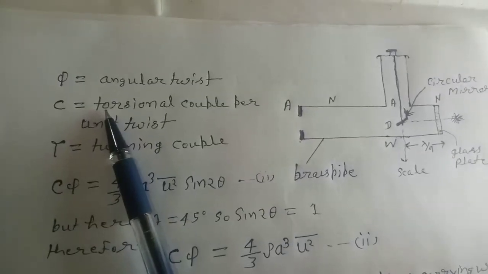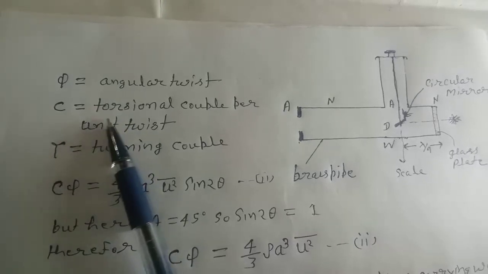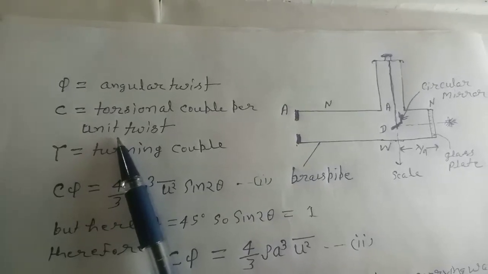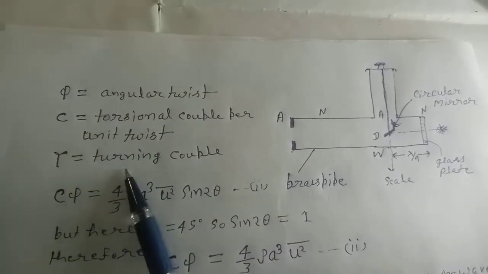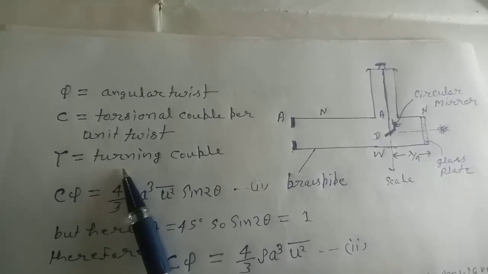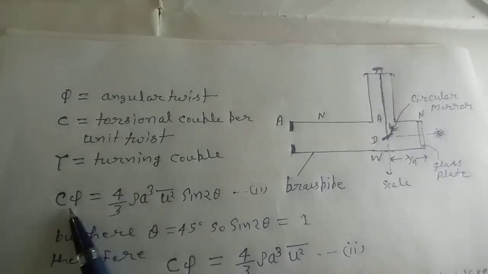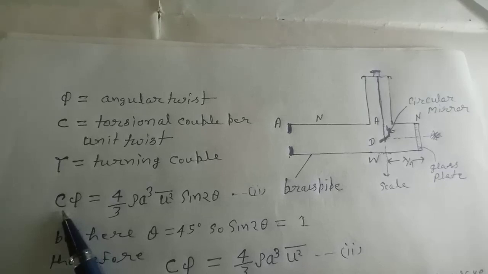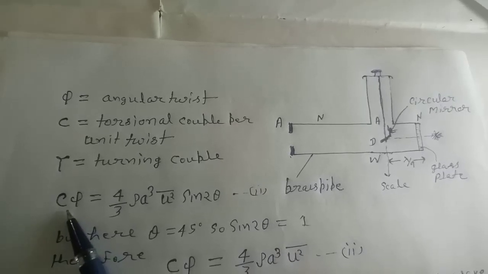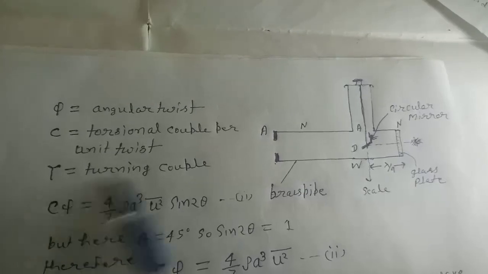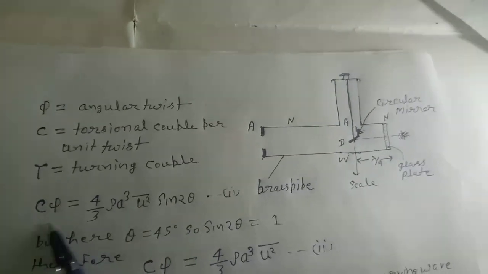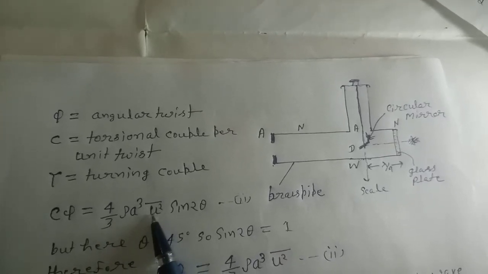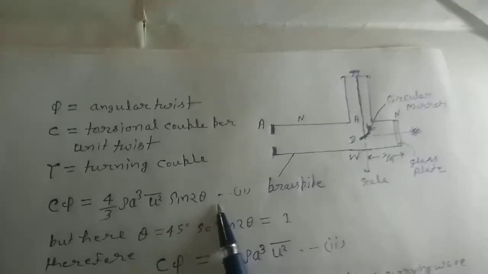Now if phi is the angular twist and C the torsional couple per unit twist, then the total torsional couple will be C phi, and at equilibrium this will be equal to the turning couple tau. Therefore C phi equals 4/3 rho a³ U² bar sin 2 theta. This is equation 2.